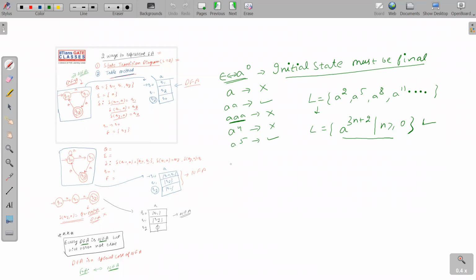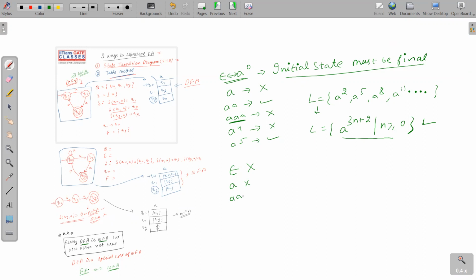Okay, so let's take examples. Null is rejected. Obviously, initial is not final. Then single a is rejected. Why is single a rejected? Because after reading a, the NFA can be at q0 or q1. So if a is read, then the state can be either q0 or q1. None of them is final, so a is rejected. Double a: after reading double a, the NFA can be either at q0, at q1, or at q2.